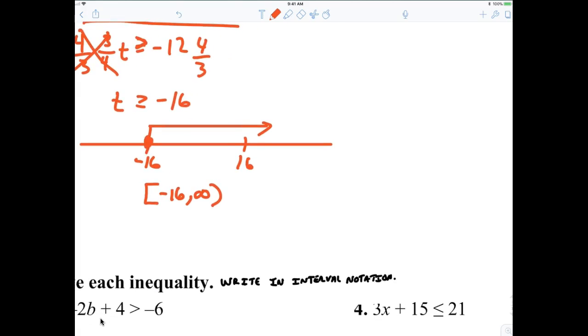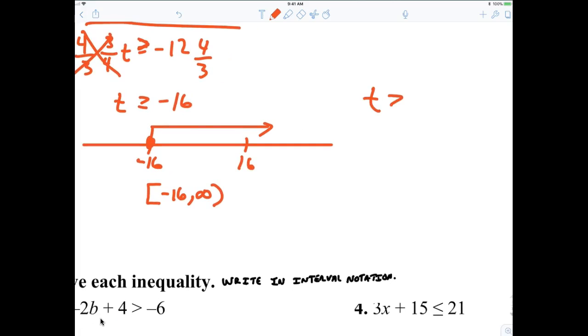let's just say, for example, it was t is greater than negative 16. All right, so if the answer was t is greater than negative 16, let me ask you this question. Is there a first number greater than negative 16? And the answer is obviously, is negative 15 the first number greater than negative 16?